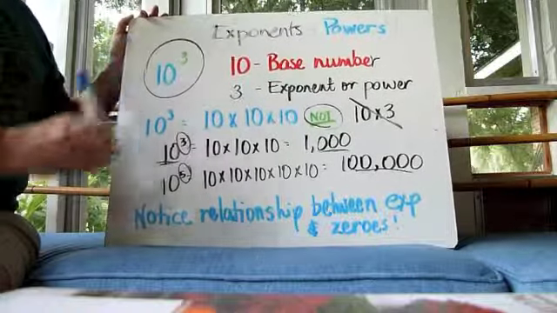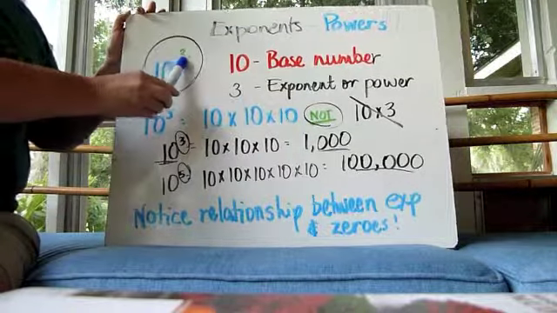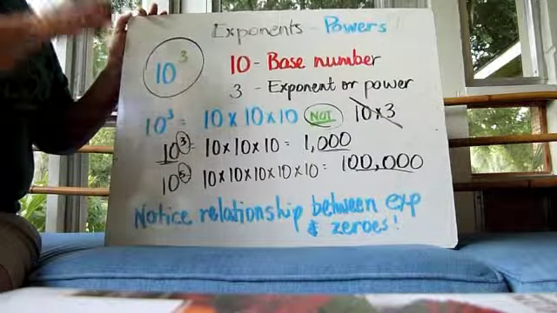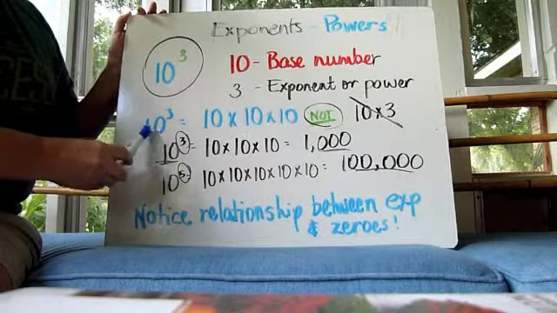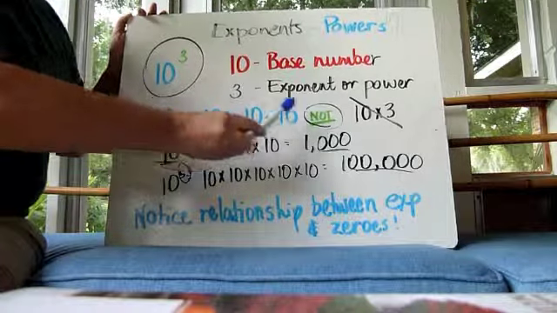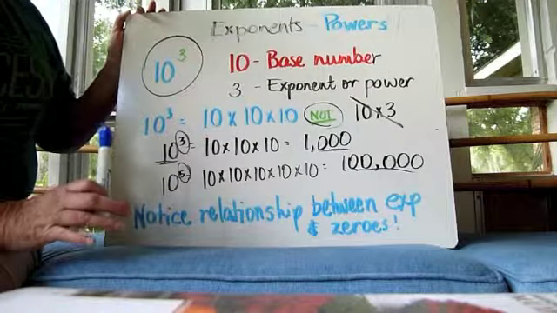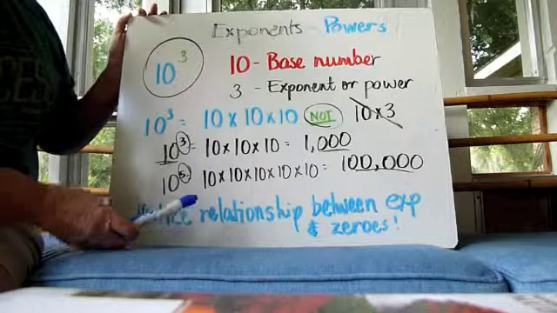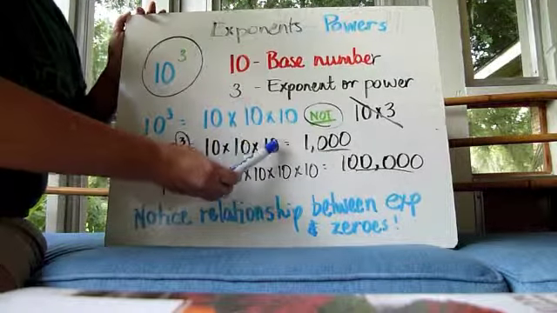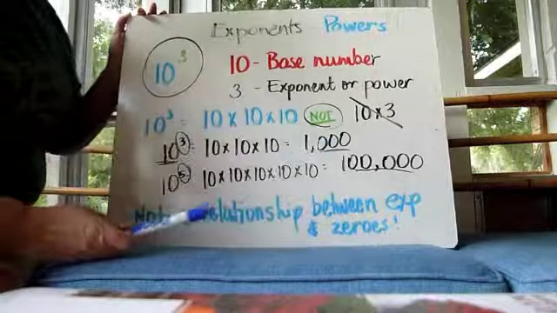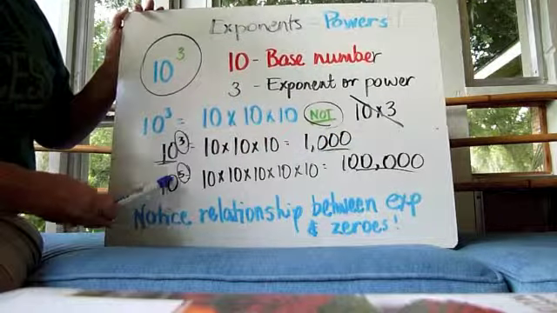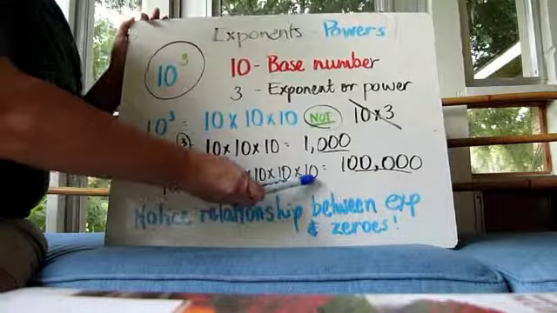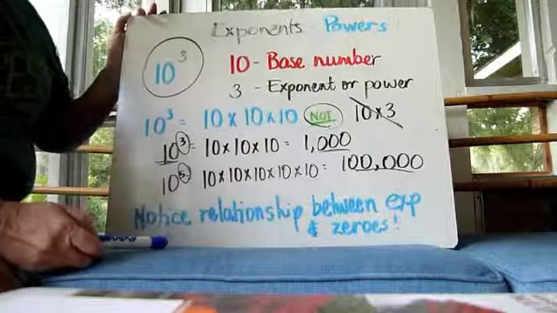When you have an exponent or a power, it's telling you how many times to multiply yourself. So this is saying multiply yourself 3 times. And that's true with any number that has an exponent. So 10 to the third power would be 10 times 10 times 10. That equals 1,000. 10 to the fifth power would be 10 times 10 times 10 times 10 times 10, 100,000.